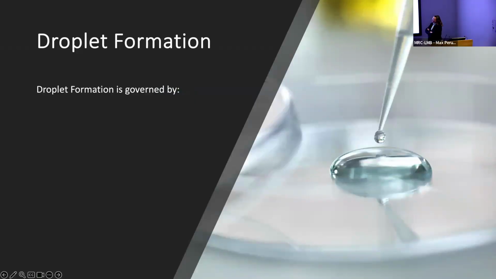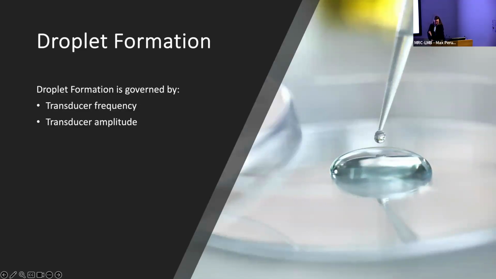I will talk a little bit now briefly about droplet formation and what it's governed by. The first is, as I mentioned, the frequency. We can change that frequency from 20 to 90 kilohertz, and of course, as we increase the frequency, the drops will become smaller, but that also means that we can sort much faster.